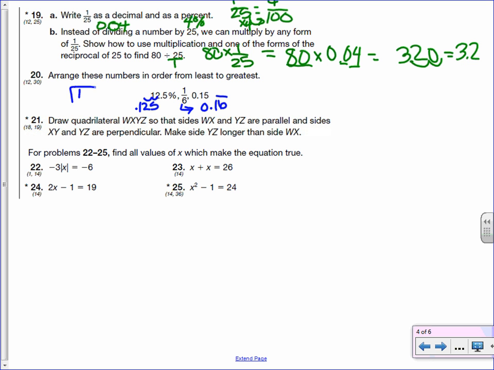We can show that. 1 divided by 6. 6 goes into 10 once. 6 goes into 40 6 times. And then we'd have 4 again, so it's 0.16, and the 6 is repeating, not the 1. So, the smallest of these is 0.125. The next smallest is 0.15. And then the next smallest is 0.16666, which is 1/6.